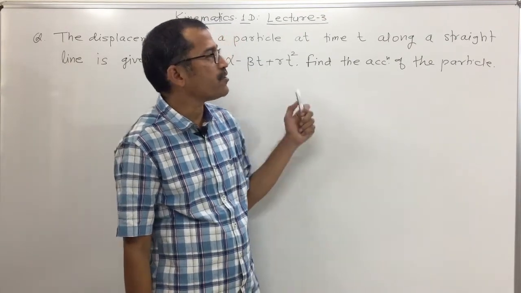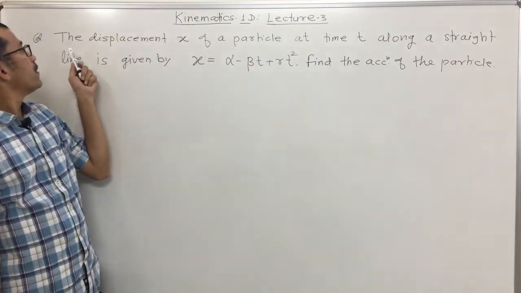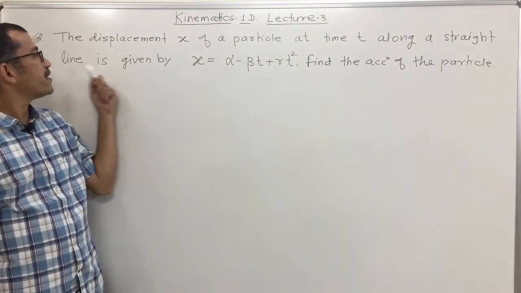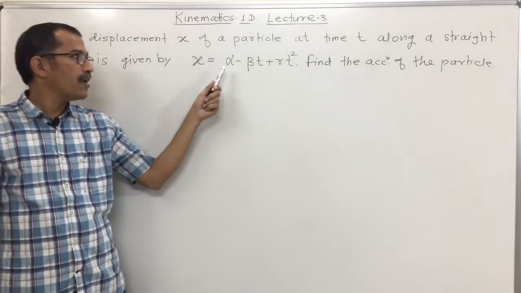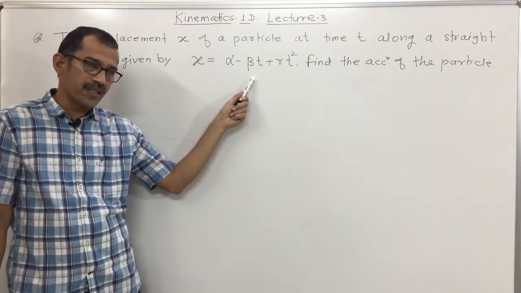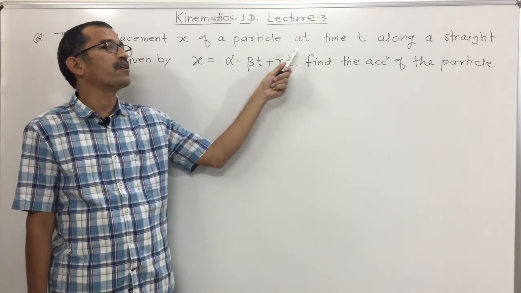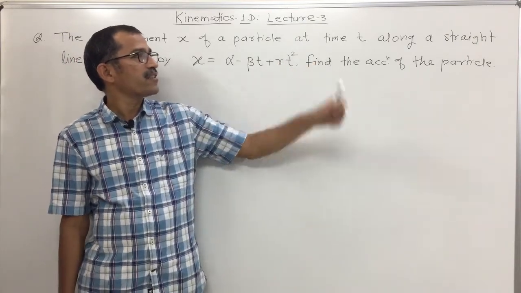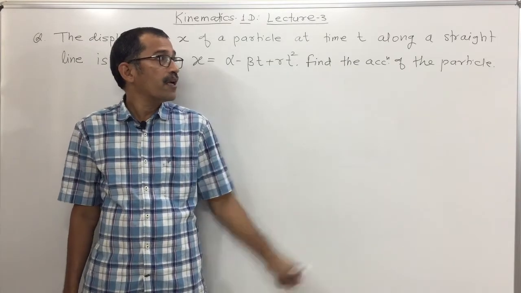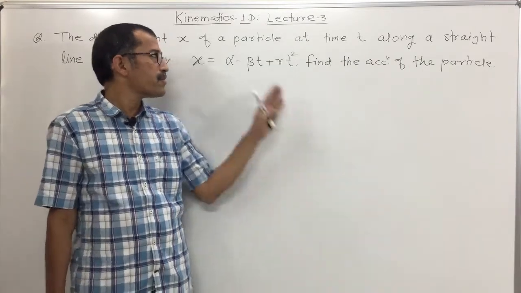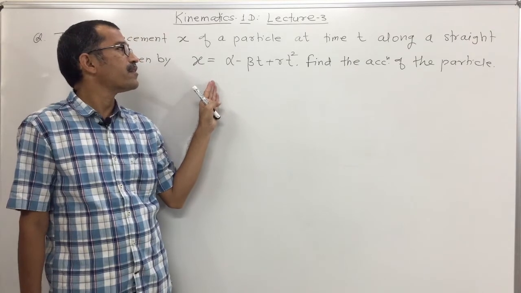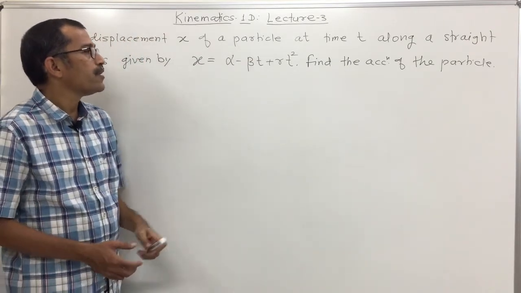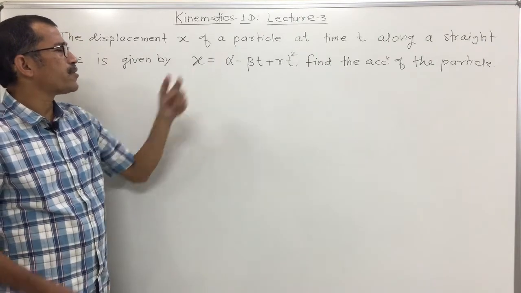See what is given in this question. The displacement x of a particle at time t along a straight line is given by x equal to alpha minus beta t plus gamma t square. That means x is given in terms of time t. Find the acceleration of the particle. The time instant is not given. That means we have to find this acceleration in terms of time t, so that if any time instant is given, we will substitute. That means it is simple. X is given in terms of time.